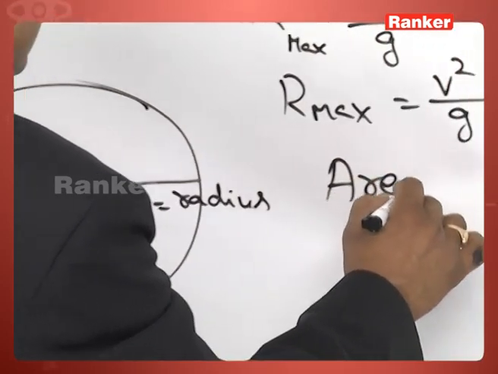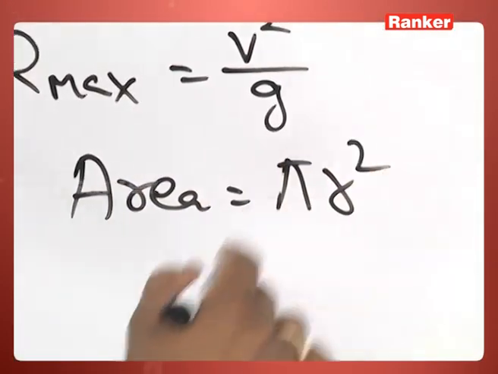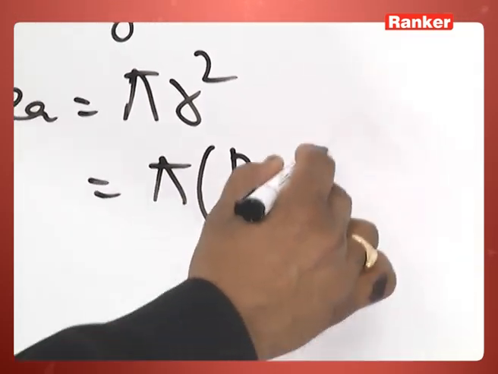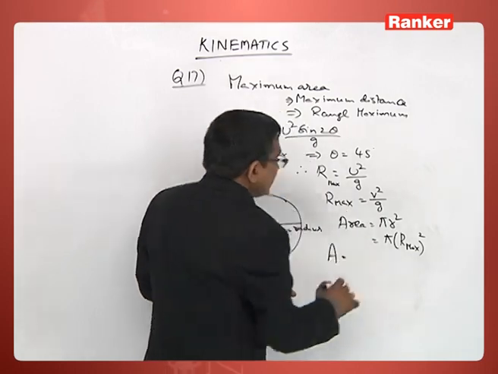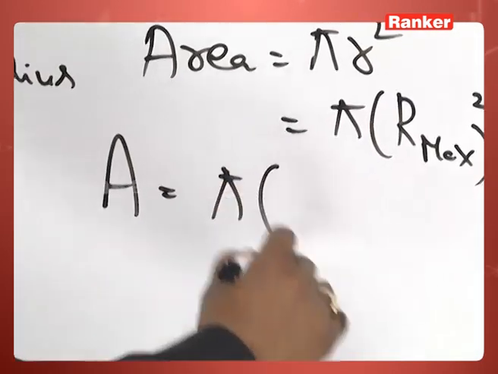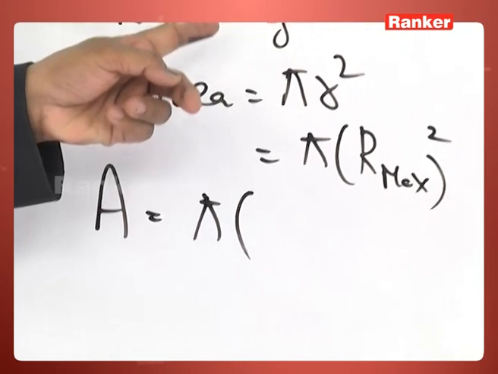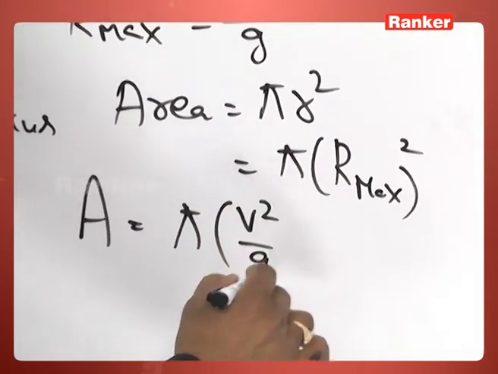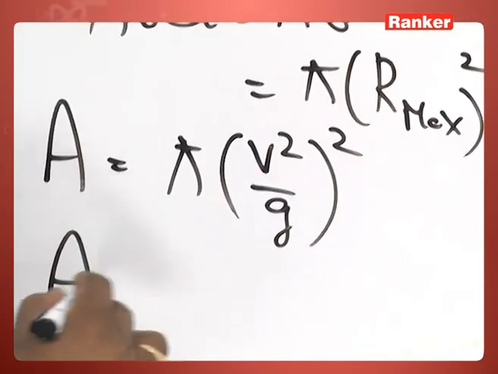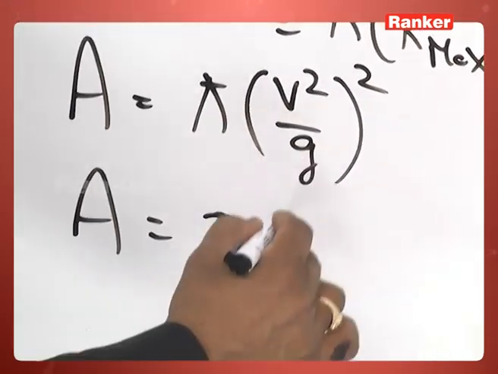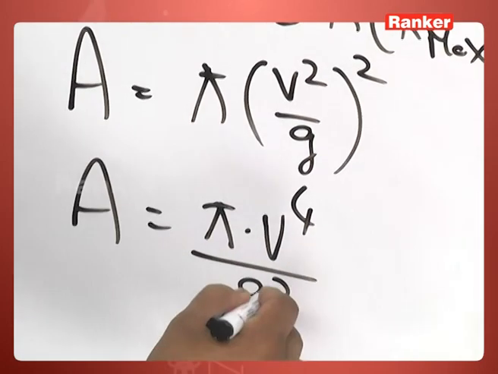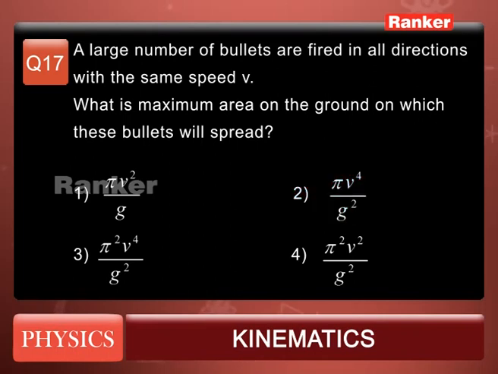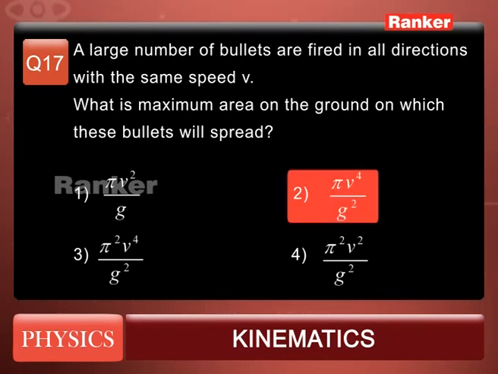The formula for area, as you know, is pi r square. That means pi times the maximum range square. Therefore, the area the bullets will cover is pi, and the radius is nothing but r maximum. You know r maximum is v square by g. Therefore, if you write pi times v square by g whole square, and simplify, it is pi v power 4 by g square. So this is the maximum area the bullets will cover. So the answer is 2. Pi v power 4 by g square is the answer for this problem.